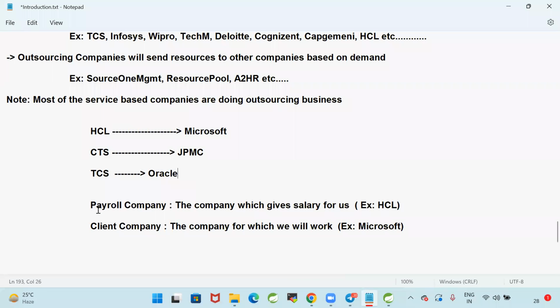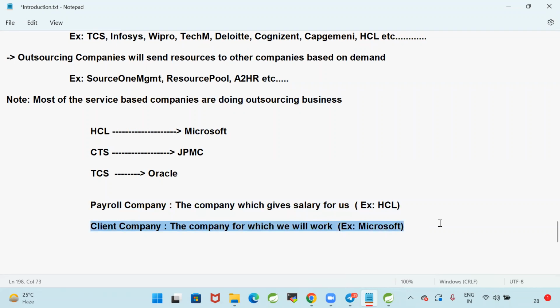So when you go for the contract job, payroll company will be available and client company will be available. Payroll company means the company which gives the salary to you. Your offer letter, your hike letter, your pay slips, your Form 16, your salary, your PF, everything you will get from the payroll company. But that payroll company sends you to another company to do the work. That is called your client company.